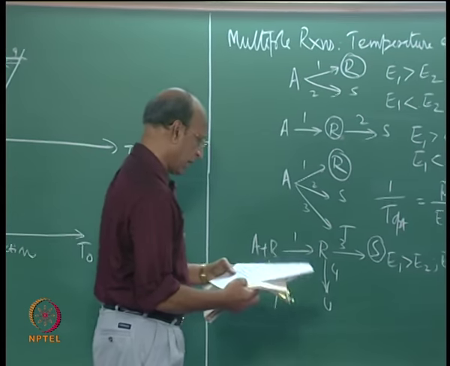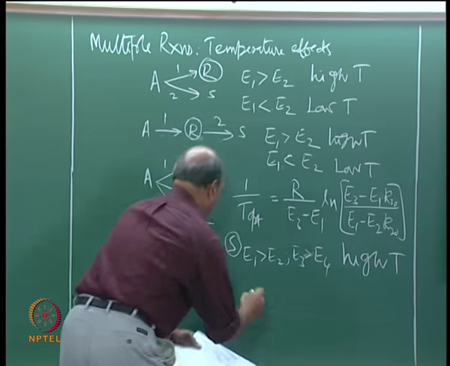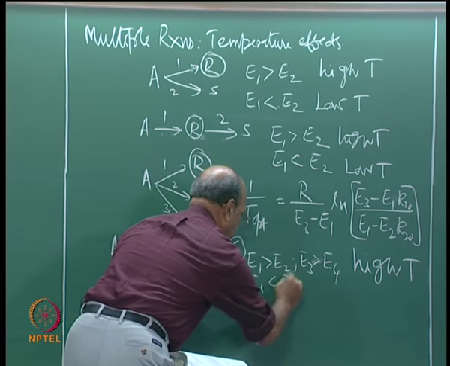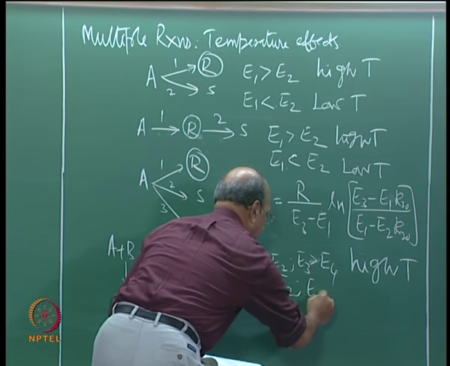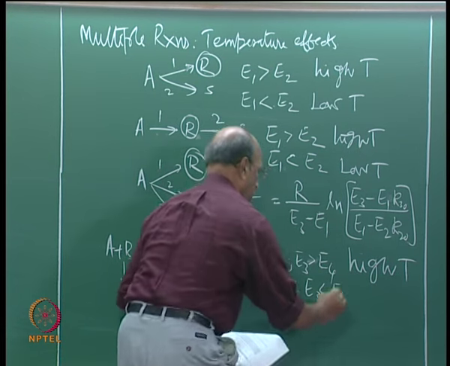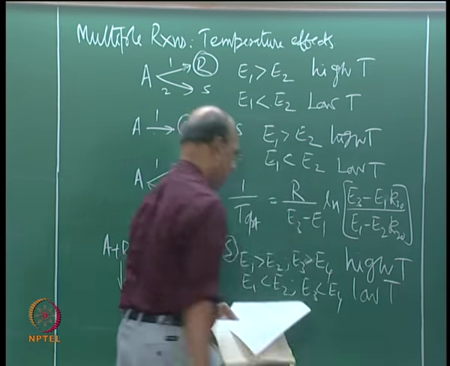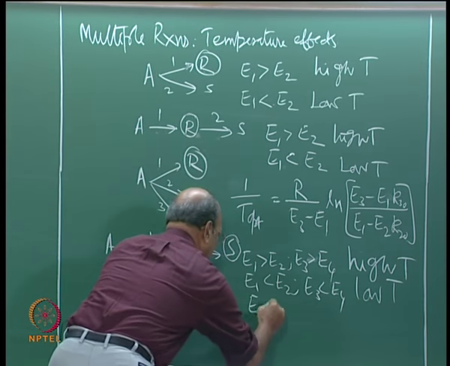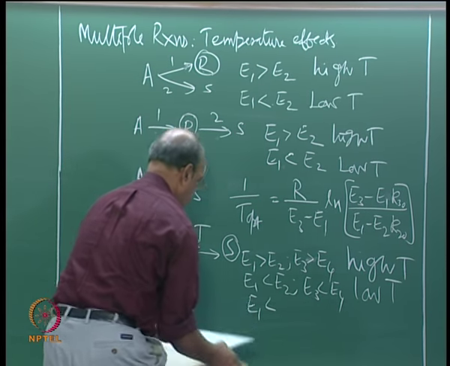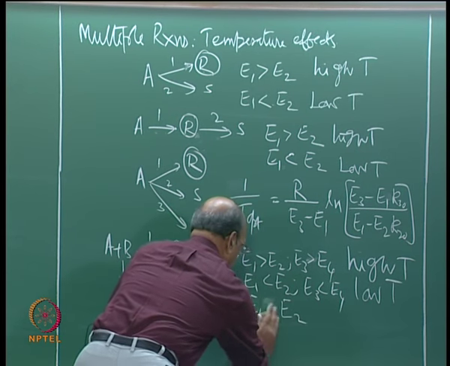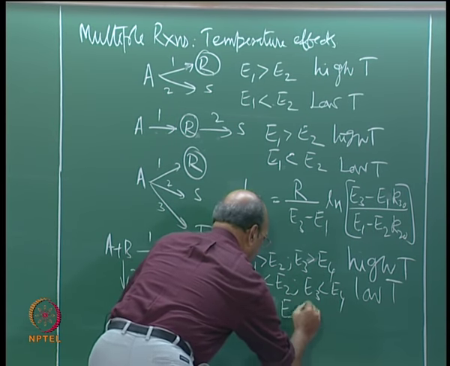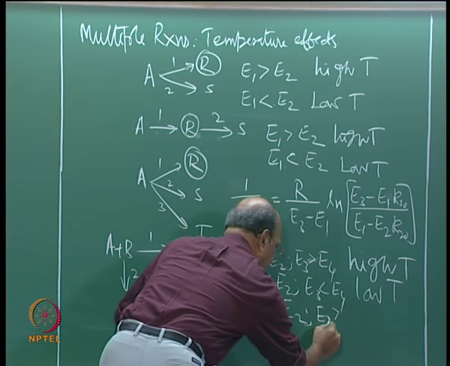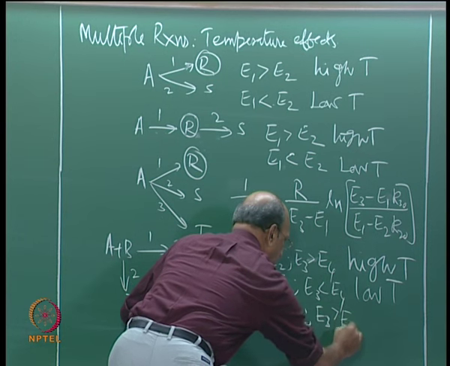That's right. Okay. Good. Then you have E1 less than E2, reverse of this, and E3 less than E4. This is low temperature, right. So now I have here another case, E1 less than E2, and E3 greater than E4.